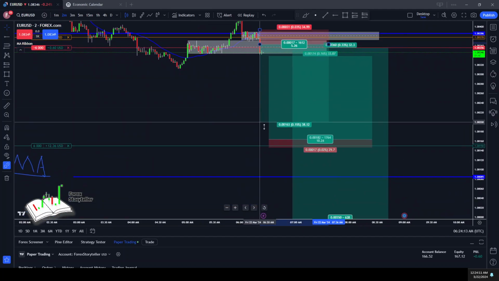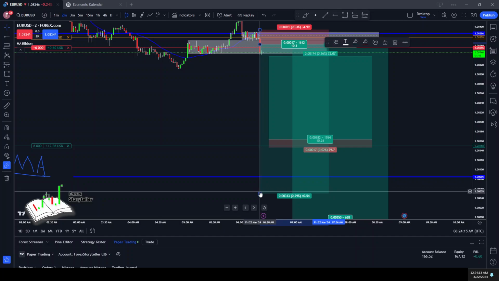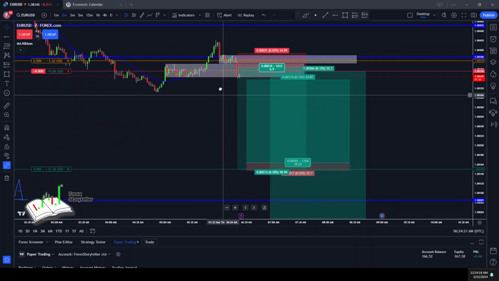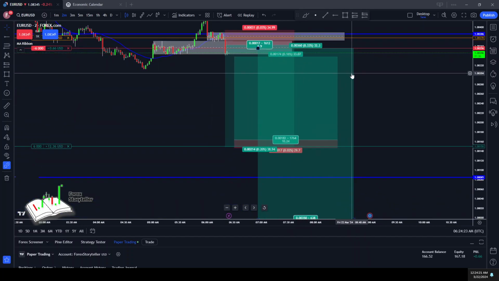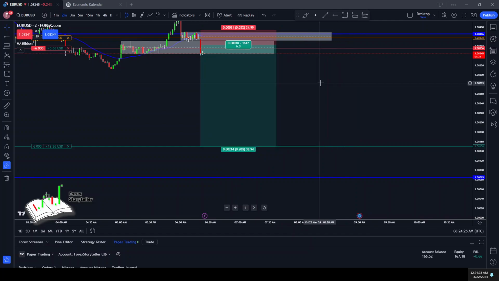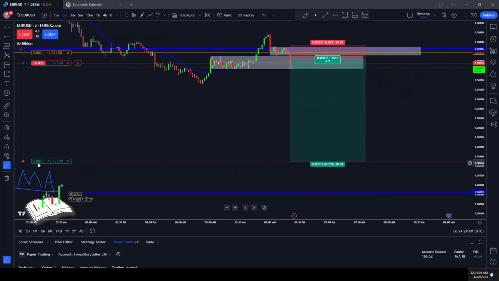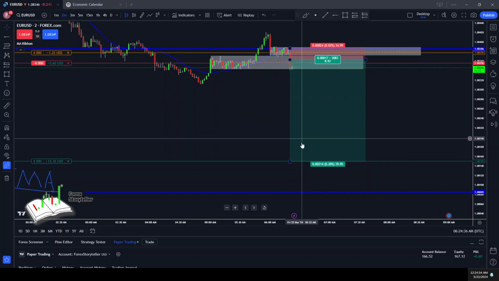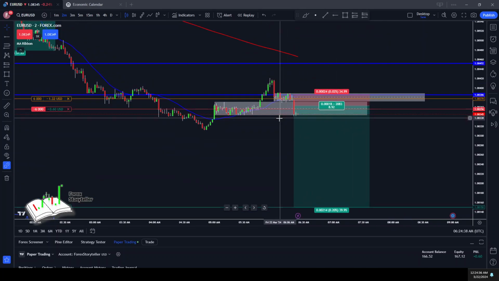Go for the same target. Okay, so what are we looking at here? 936. And then we could cover there. So we'd get about the same R, about the same distance.